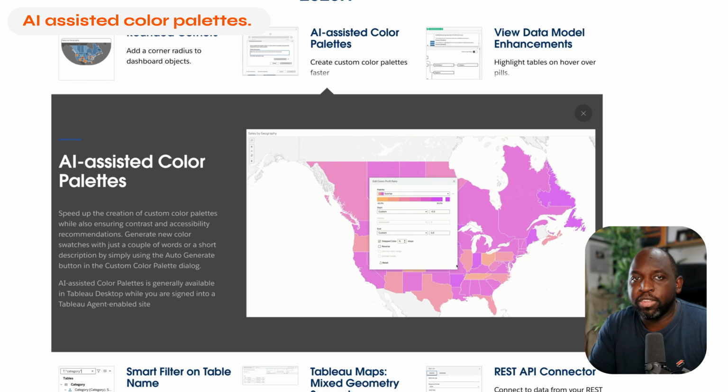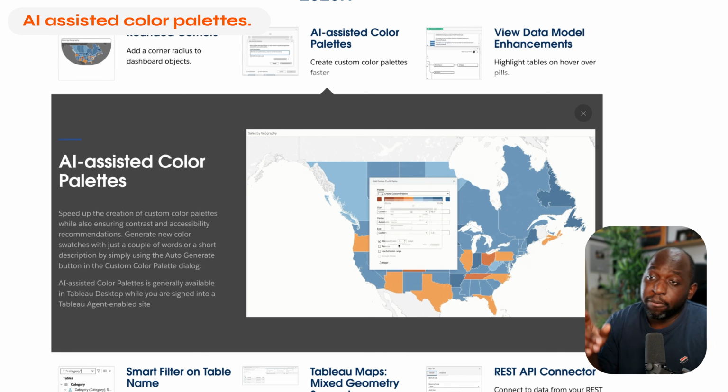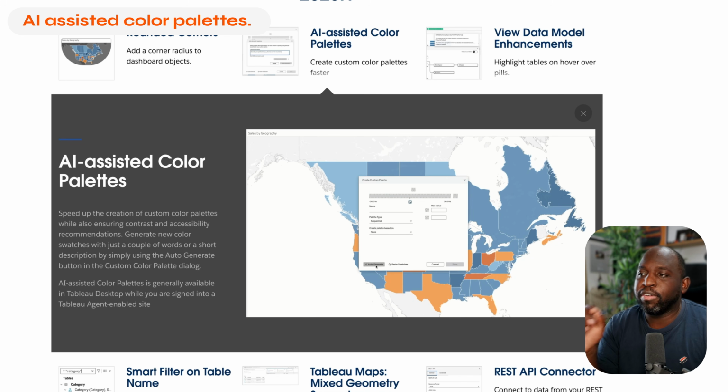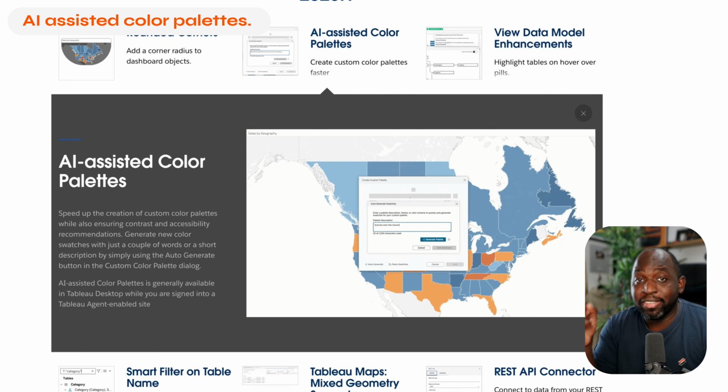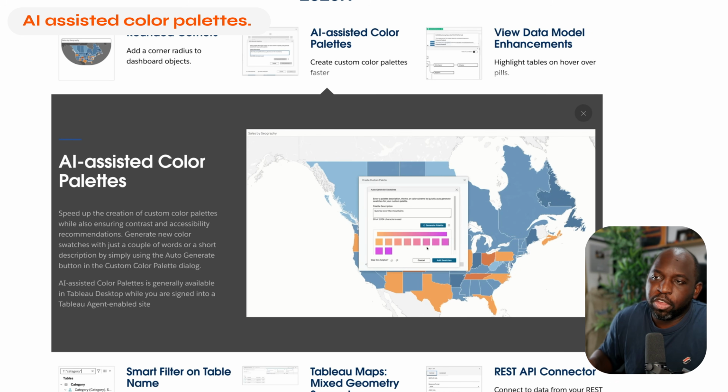So we had color palettes in the last release. In this release, what they've done is given you the ability to use AI to actually use this capability. Now, the thing about this feature is that I do believe it requires you to have the AI component available on your Tableau Cloud instance. It does use a specific type of credit, a consumption credit in essence. So you're going to need to have Tableau AI enabled on your platform.